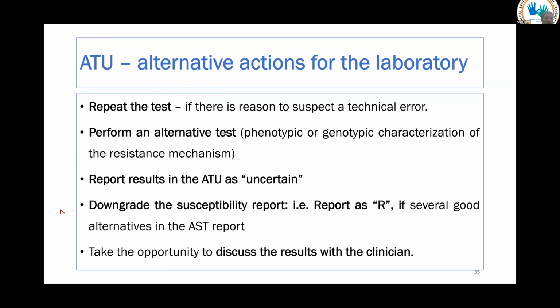The fourth option is you can downgrade the susceptibility report and directly report as resistant, because it may not work, especially if the ATU is in the susceptible zone size range. If you have an ATU, like how for Staphylococcus aureus I have shown you the example, then in such a case you can downgrade the report and report as resistant, so that at least the clinician will not use this for the patient. Okay, so this is how the EUCAST ATU works.